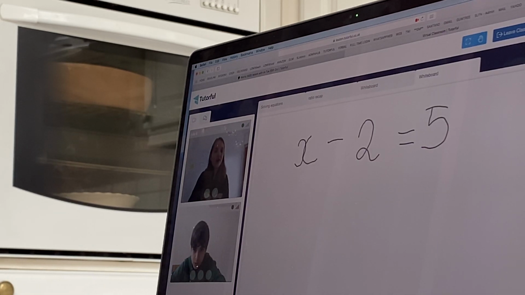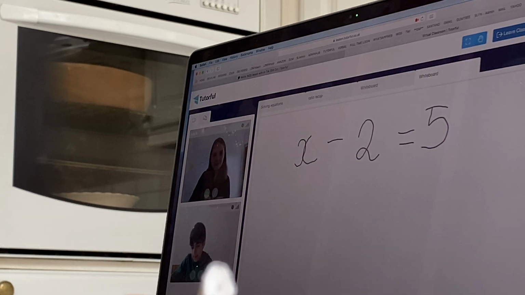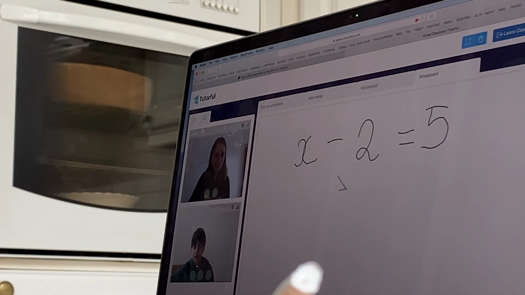So on, it will be 7. Yeah, it will be 7. So on this side here, we want to get x on its own. So at the moment, we're taking away 2 from x. So to get rid of the take away 2, we need to add. Yeah. Okay, we need to find the number.